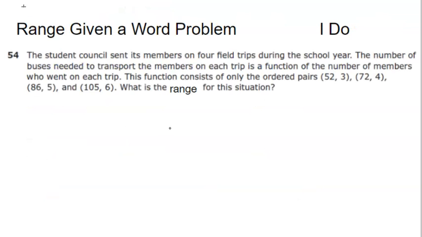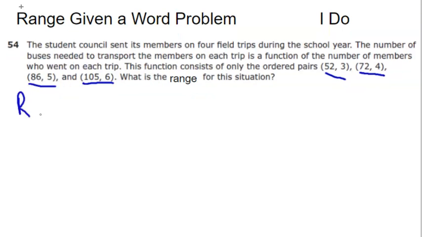Range given a word problem. I'll do this one. The student council sent its members on 4 field trips during the school year. The number of buses needed to transport the members on each trip is a function of the number of members who went on each trip. This function consists of only the ordered pairs (52, 3), (72, 4), (86, 5), and (105, 6). What is the range for this situation?